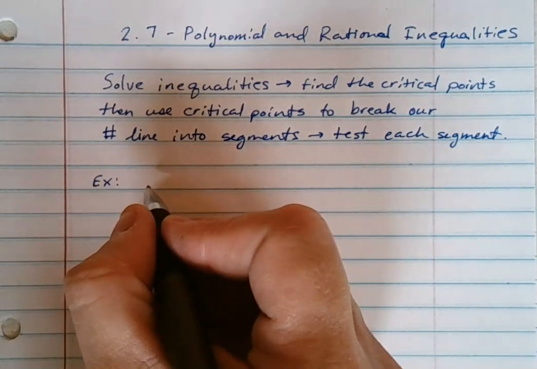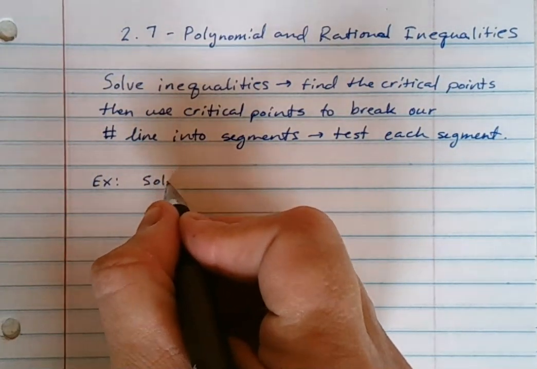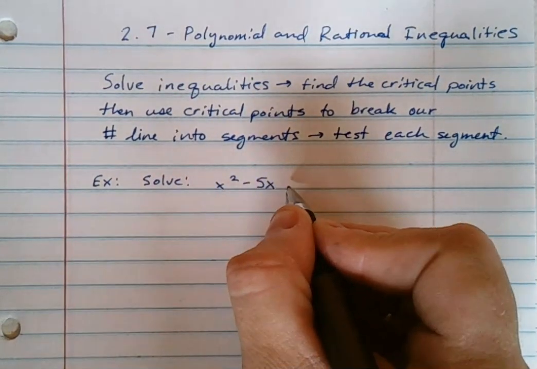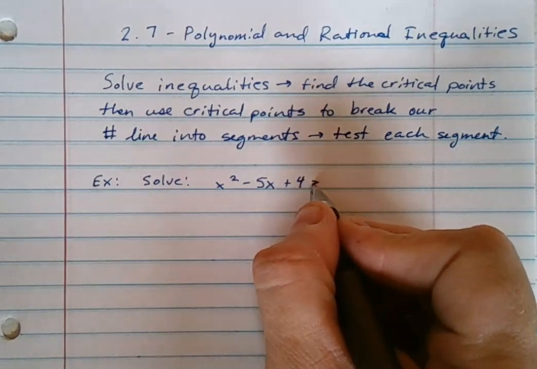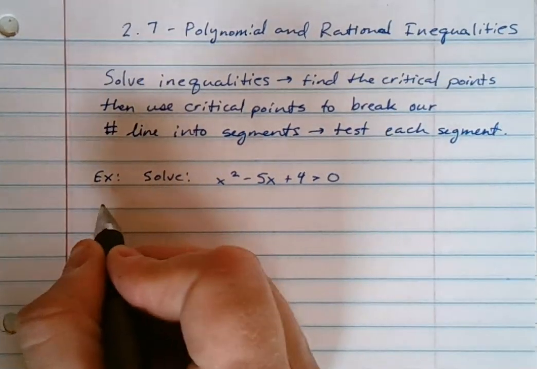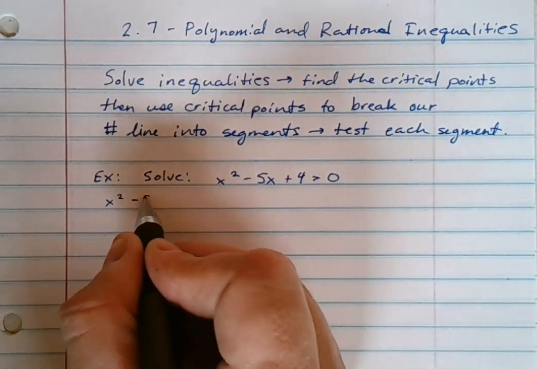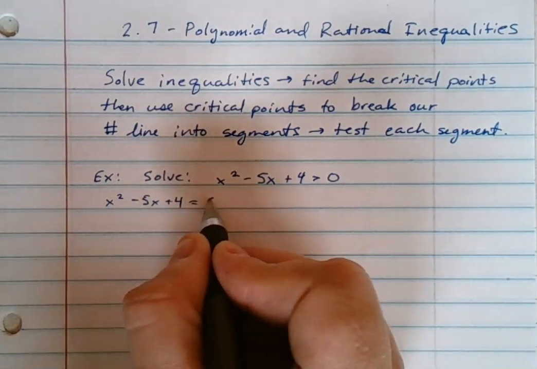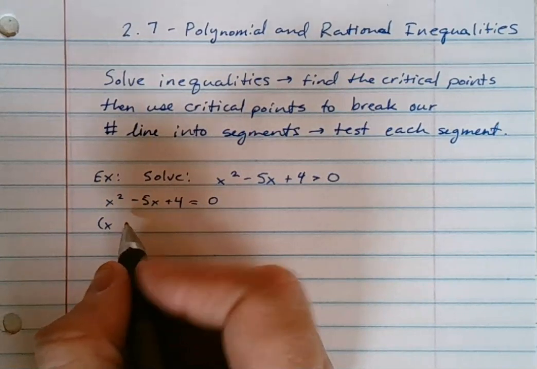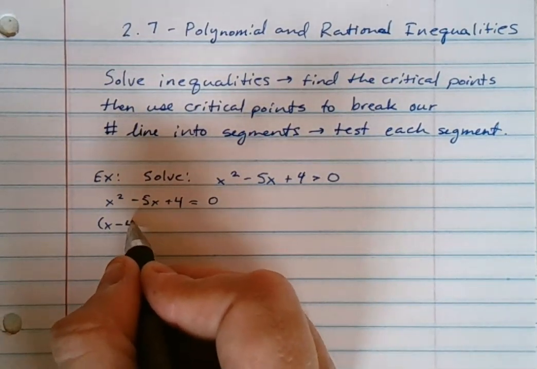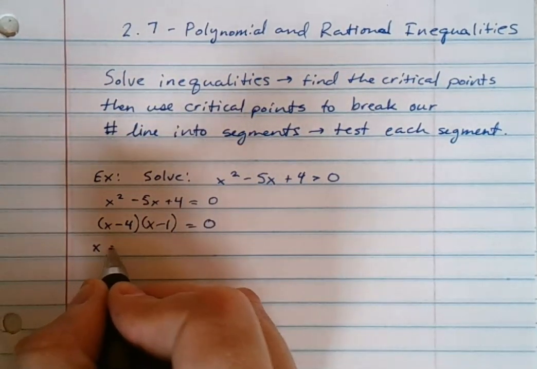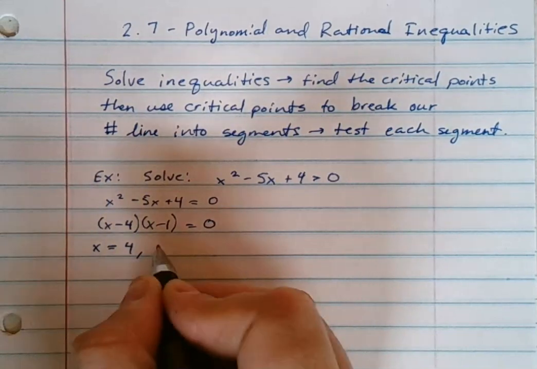Solve x squared minus 5x plus 4 is greater than 0. We're going to solve this like an equation. So we're going to come over here and say x squared minus 5x plus 4 is equal to 0. And we can factor that into x minus 4 and x minus 1. And that's going to give us x equals 4 and 1.